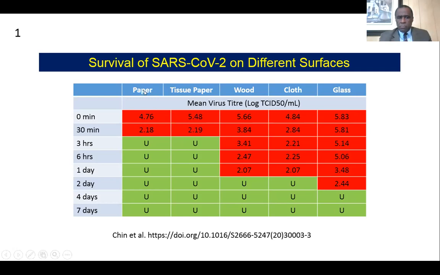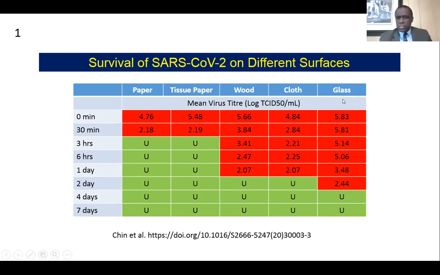On printing paper, by 3 hours in the environment at regular room temperature, they could no longer detect the virus that causes COVID. On tissue paper, at 3 hours, they could no longer detect the virus. In the case of wood, it was longer, 2 days. By 2 days, they couldn't detect the virus. On regular clothing, like what we wear, 2 days. So it gives you an idea of how long the virus might survive on a surface, such as a desk or on your clothing material.